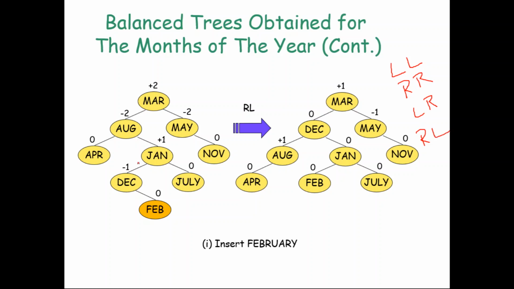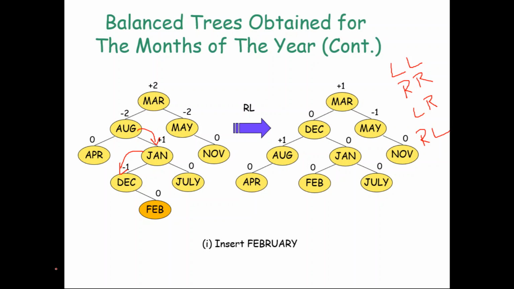If you see Feb, F is greater than A, so it goes to the right of August, which is Jan. But again, F is less than Jan, so you have to go to the left. Actually, we are not searching, we are trying to identify what type of rotation is to be done. So there is a direction change: you are moving from right to left.